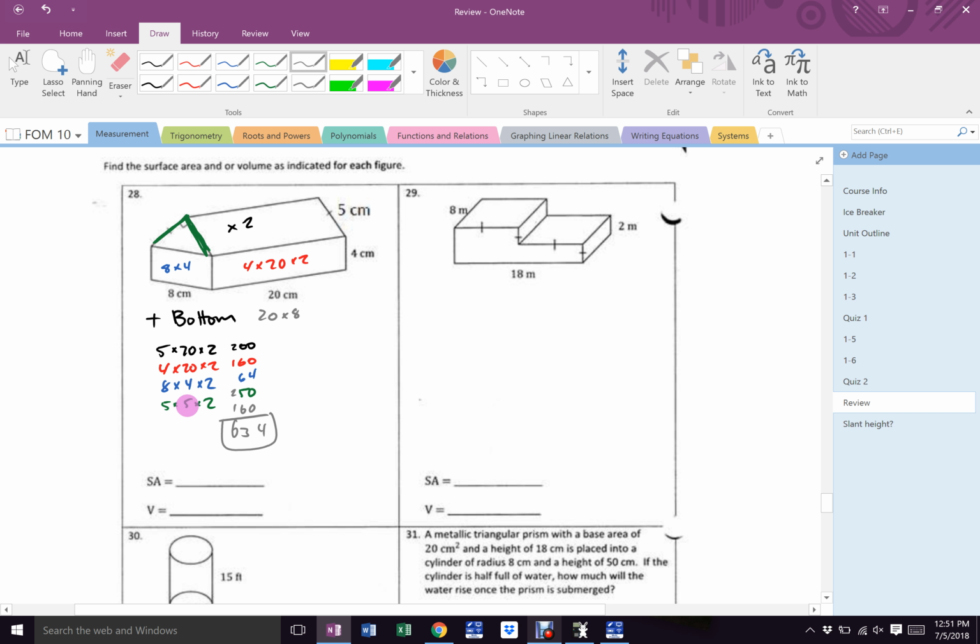Oh, I did double it, didn't I? Sorry, no double there. So this should have been 25, thank you. 25, which makes for 9, 6, 6, 6, 609, or something around there.